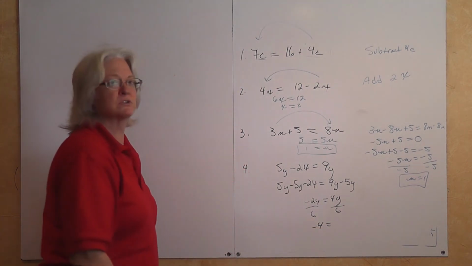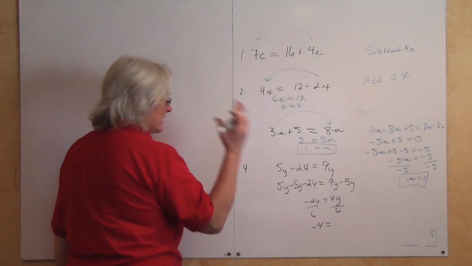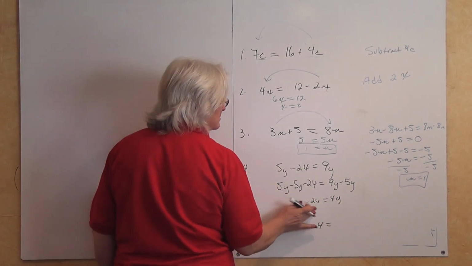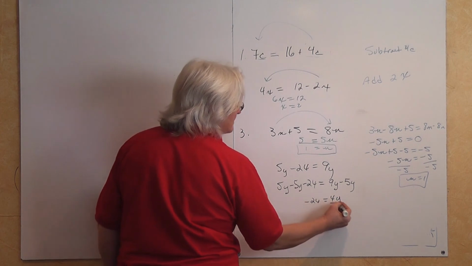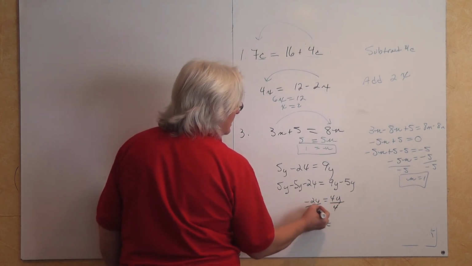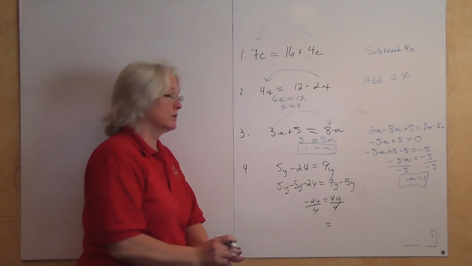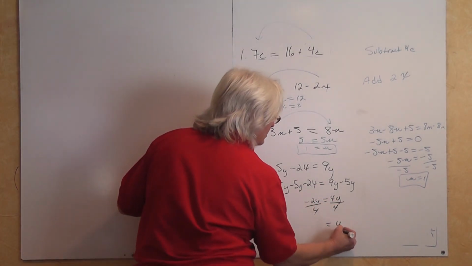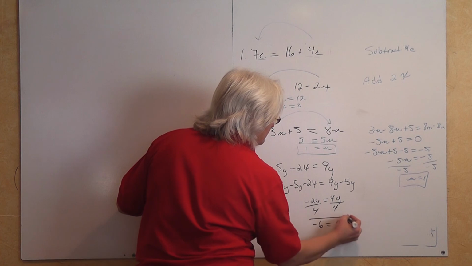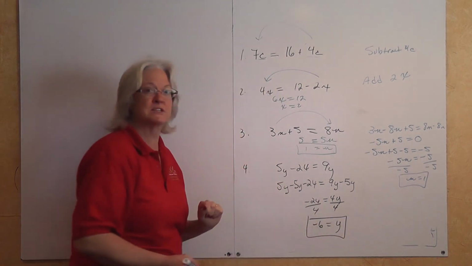Why did I say 6? You know why I said divide by 6? Because I had gone to my answer. We're going to divide both sides of this equation by a positive 4. 4 divided by 4 leaves us y is equal to negative 6.